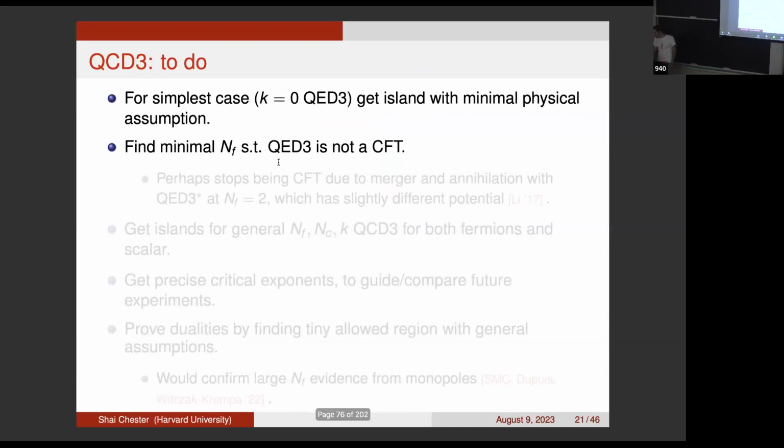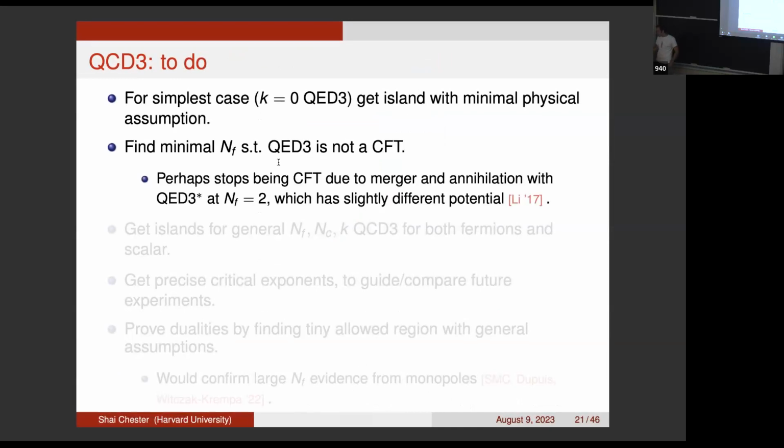So first of all, we want to get a better island, even for QED3 with Chern-Simons level 0. There's also a question of for what value of flavors is QED3 even a CFT? Because many people believe that when the flavors are very small, there just isn't a CFT. So that's something we would like to prove. So is the critical value 2, for instance? In particular, there's some claims that there might be merger and annihilation scenarios. It might be 2 different theories, both of which have the same global symmetries, but they differ by the number of relevant operators.